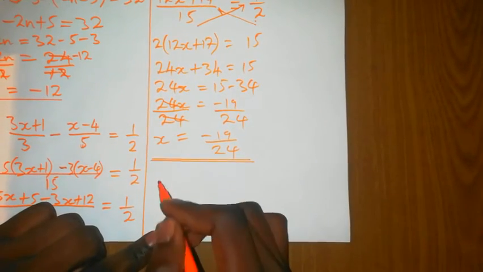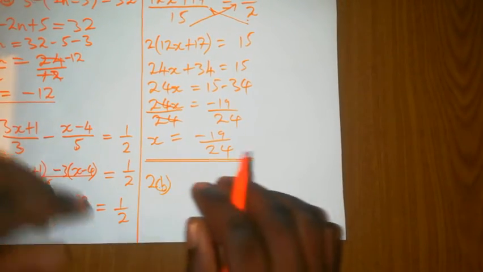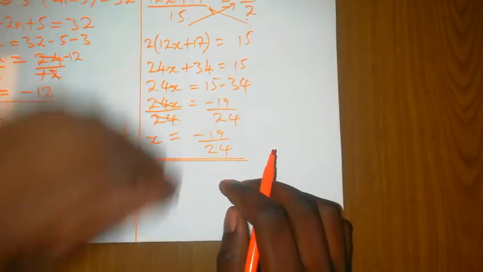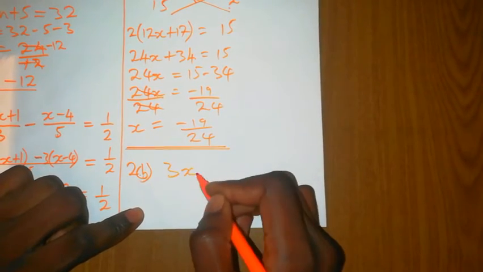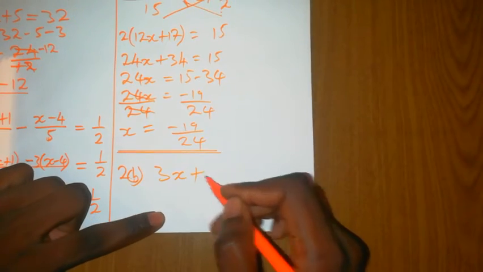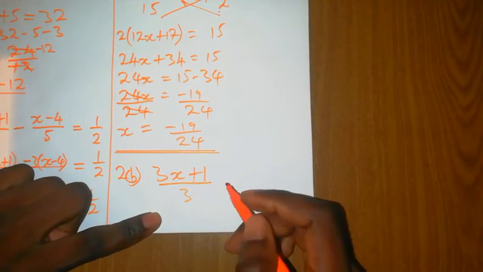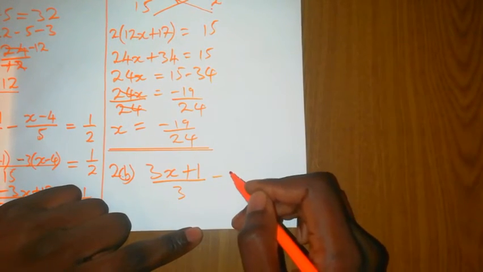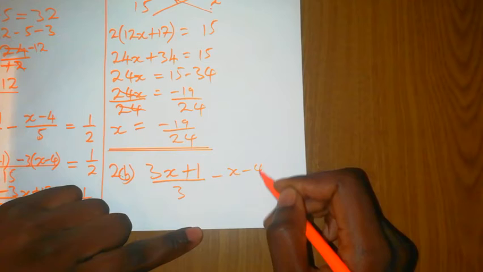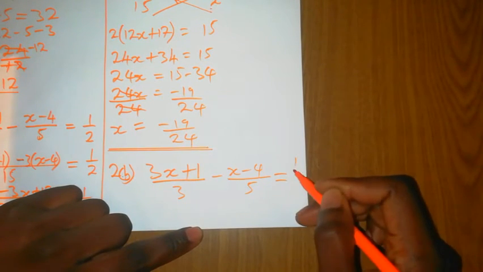So for method number 2, I want to show you the second method. This is the first method. Now I'm taking you to the second method. That's 3x plus 1 over 3. Since there are many ways of killing a cat, then minus x minus 4 over 5 is equal to half.